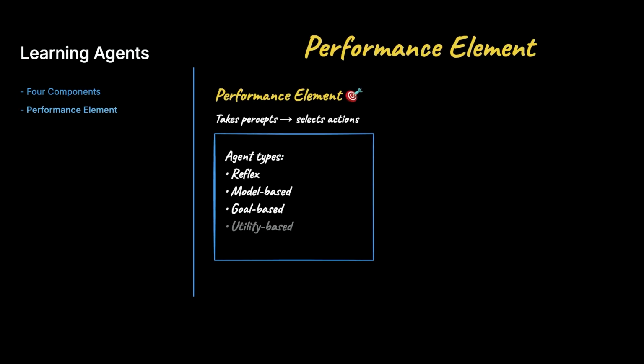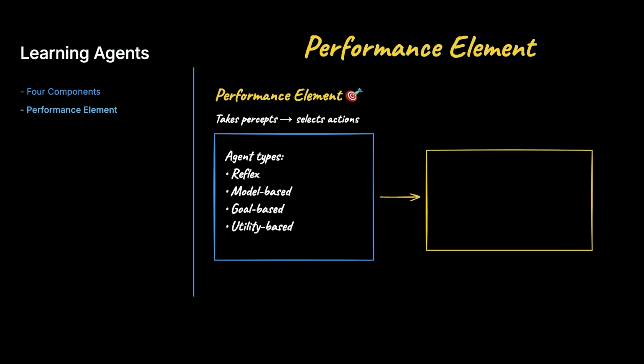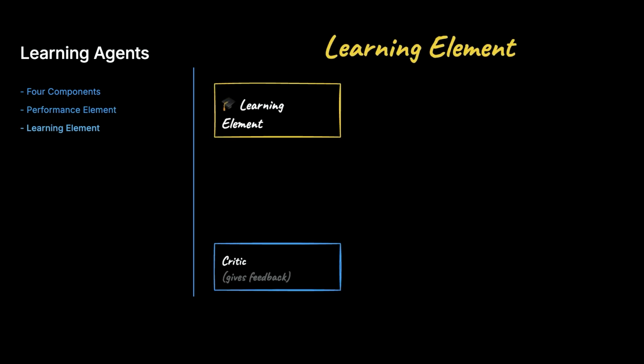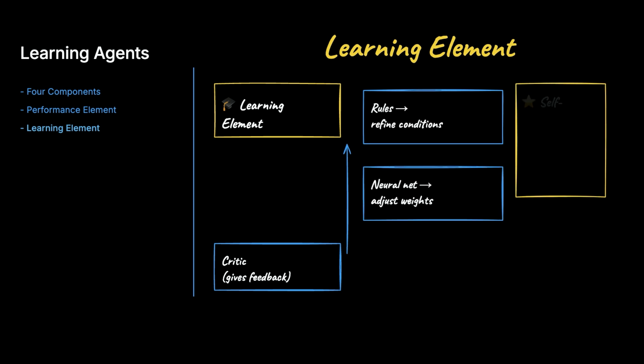The performance element is the working agent, the part that takes percepts and selects external actions. In fact, it is exactly the reflex, model-based, goal-based, or utility-based agent we just studied. Here is the key insight. When we say a learning agent improved, we mean the performance element holds better knowledge. The learning element actually learns. It takes feedback from the critic and modifies the performance element so the agent does better next time. What it can change depends on what that element holds.